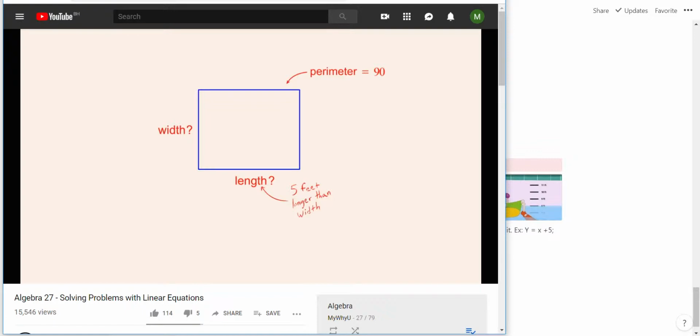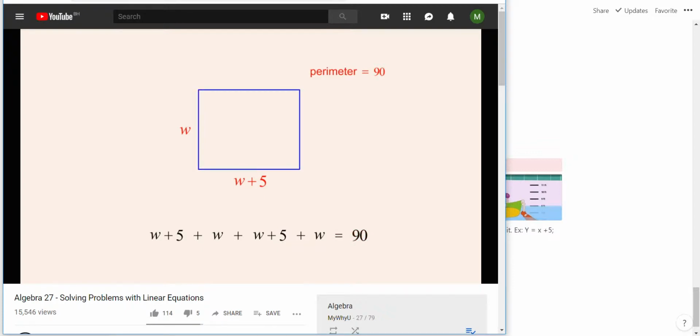Let's let the variable w represent the width of the room. Since the length of the room is 5 feet longer than its width, we can write the value of the length as w plus 5. Adding the lengths of the four sides of the rectangle, we get the total length of the perimeter, w plus 5 plus w plus w plus 5 plus w, which must be equal to the perimeter, 90 feet.